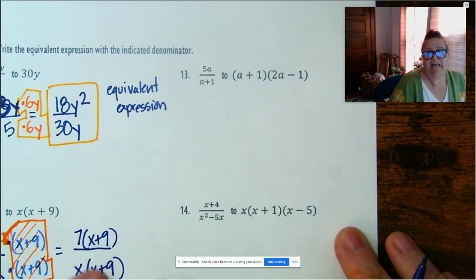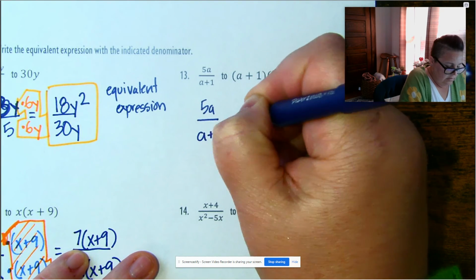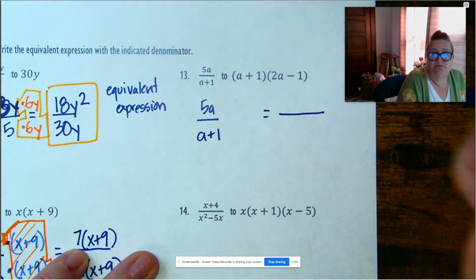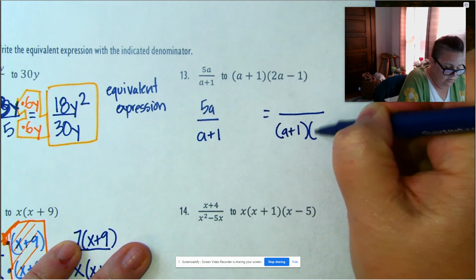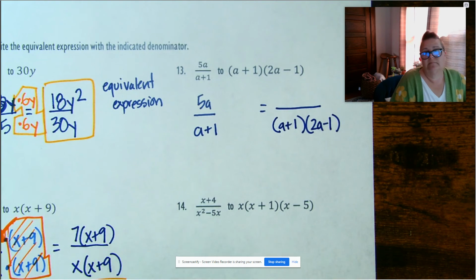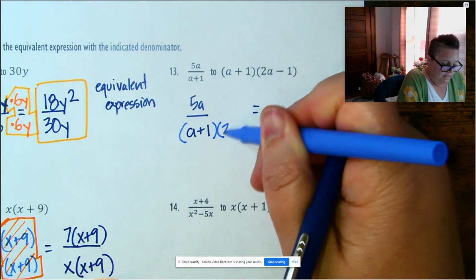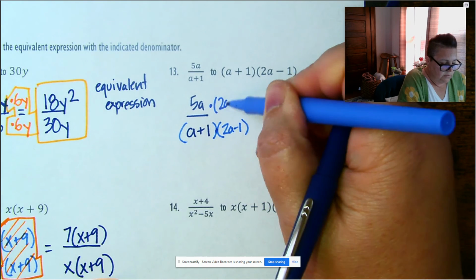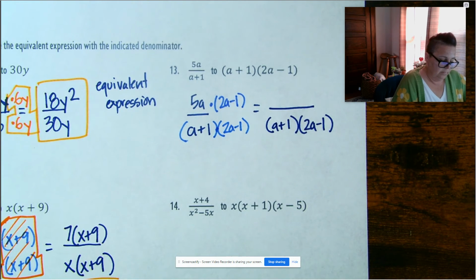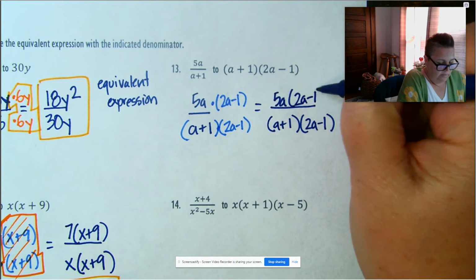Number 13, I have 5a over a plus 1. And I want to raise that to an equivalent expression where my denominator is a plus 1 times 2a minus 1. In order to do that, I need to multiply this a plus 1 by 2a minus 1. And what I do to the denominator, I must also do to the numerator, 2a minus 1. This gives me 5a times 2a minus 1.